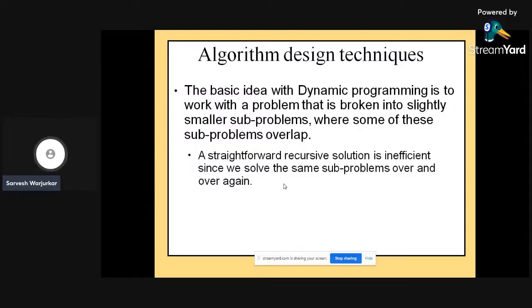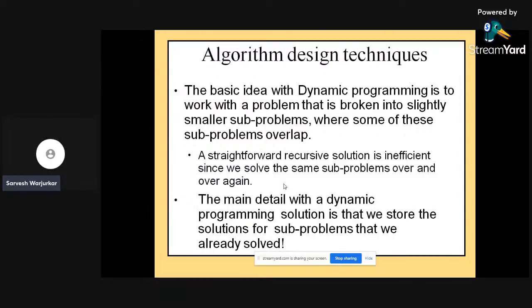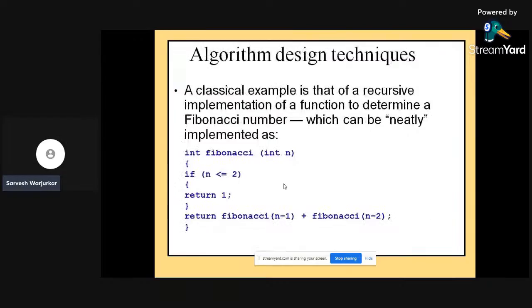I can also say that a straightforward recursive solution is inefficient, since we can solve the same subproblems over and over again. The main detail with a dynamic programming solution is that we can store the solutions for the various subproblems that we have already solved. The best classical example is the recursive implementation of a function that determines a Fibonacci number.